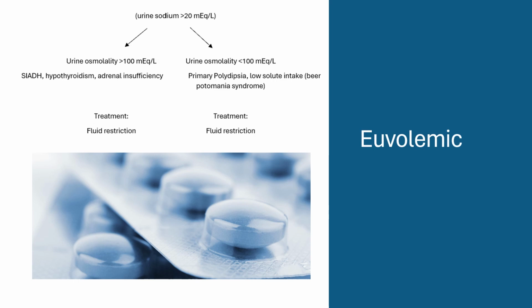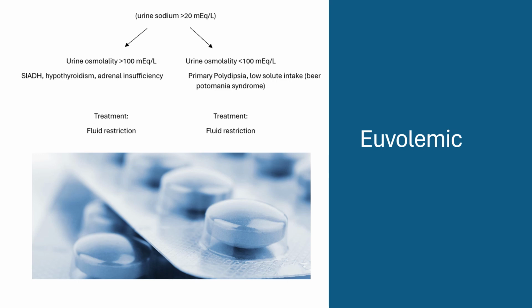Euvolemic hyponatremia is where there is an increase in the total body of water with normal total body sodium levels. The urine sodium will be greater than 20. Next, assess the urine osmolality. If it is greater than 100, think about SIADH, hypothyroidism, adrenal insufficiency.